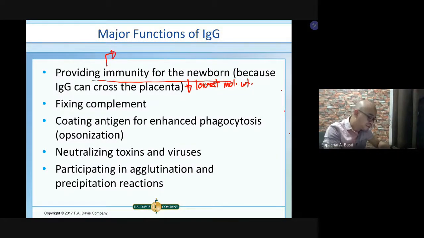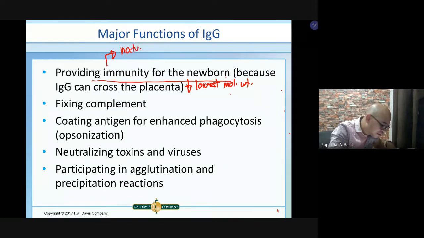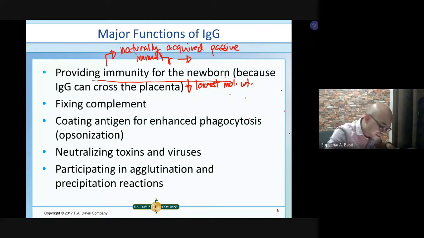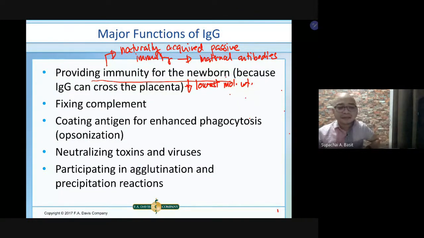This type of immunity is known as the naturally acquired passive immunity. And the biggest contributors of this naturally acquired passive immunity are the maternal antibodies. Okay. There are only two immunoglobulins that can fix the complement, and IgG is one of them. So IgG can fix complement as well as IgM.